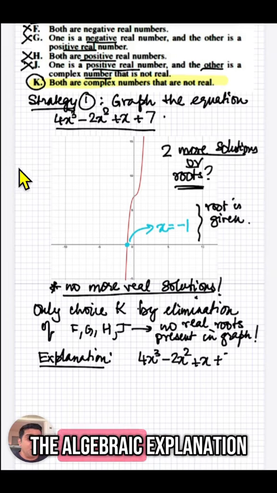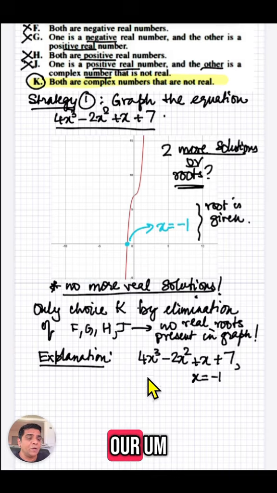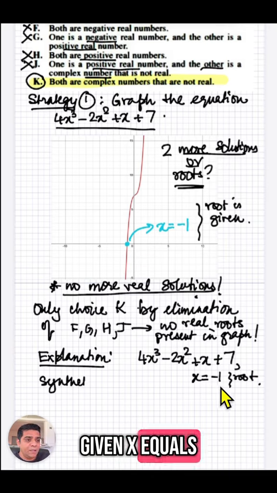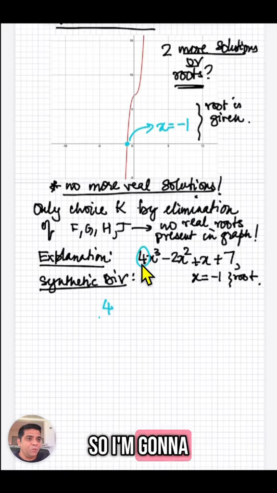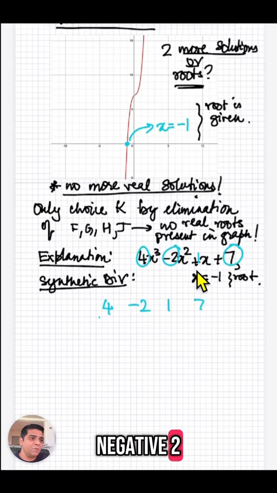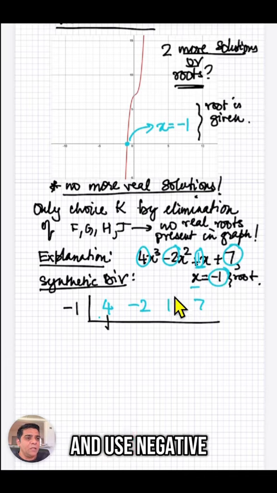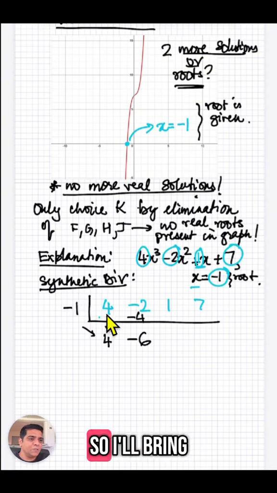However, let's see the algebraic explanation of this problem. So here is our polynomial right here. The root is given, x equals -1. I'm just going to go ahead and use synthetic division. So I'm going to take the coefficients 4, -2, 1, and 7 and use -1 to divide using synthetic division. So I bring the 4 down.